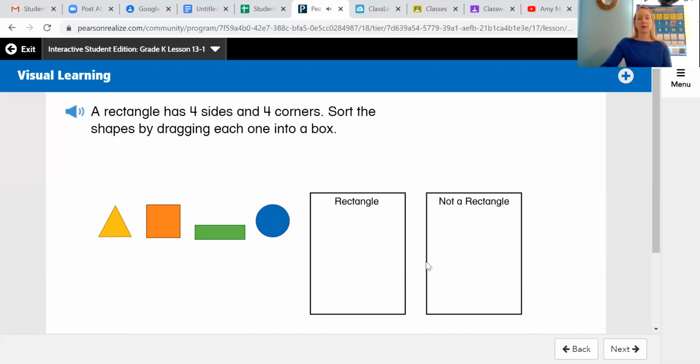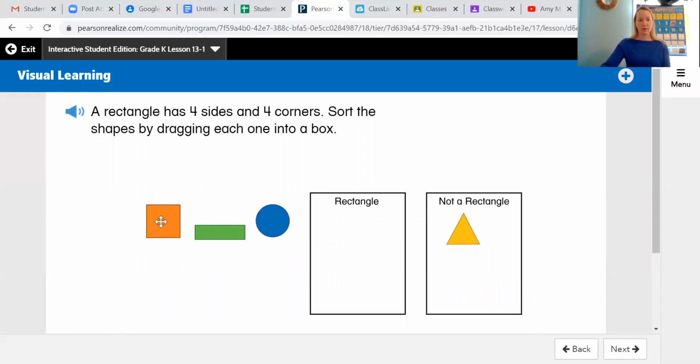All right, this box says rectangle. So we will put all the shapes that are a rectangle, that have 4 sides and 4 corners, in this box. The shapes that do not have 4 sides and 4 corners will go in this box where it says not a rectangle. So let's look at this first one. We have a triangle. Does a triangle have 4 sides and 4 vertices? No. Good job. So we're going to put it over here under not a rectangle.